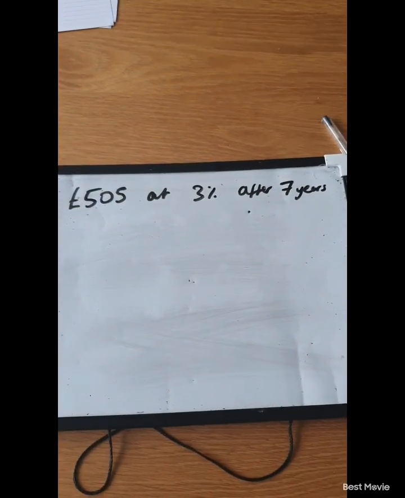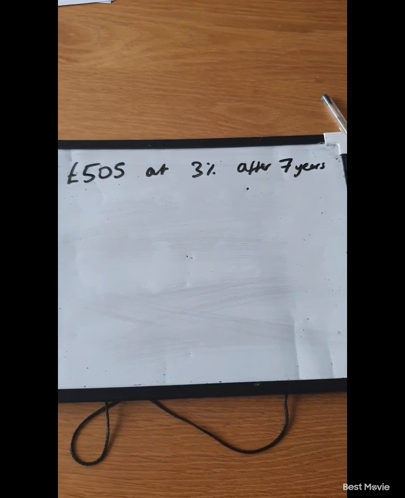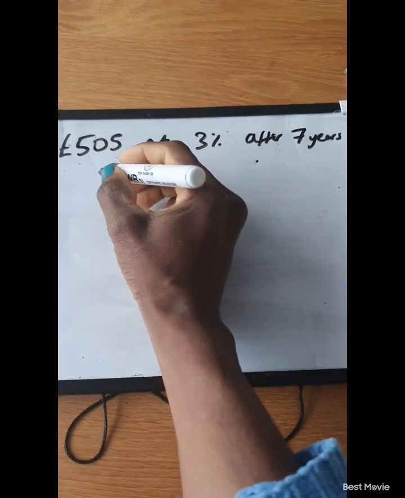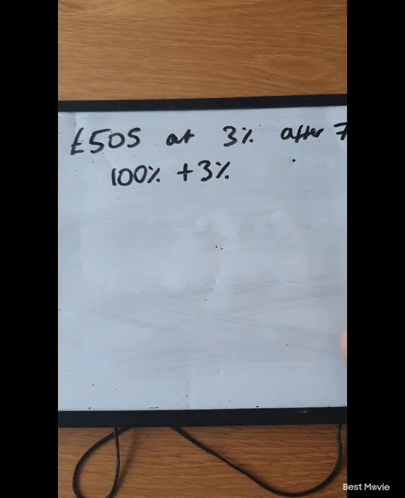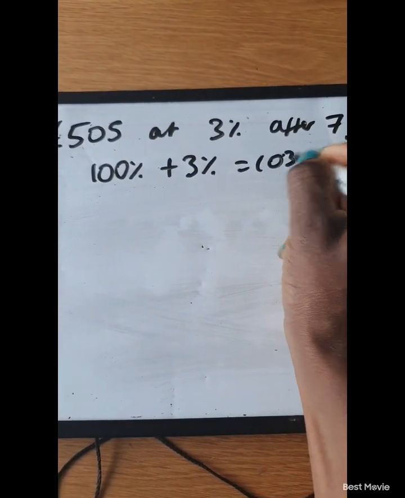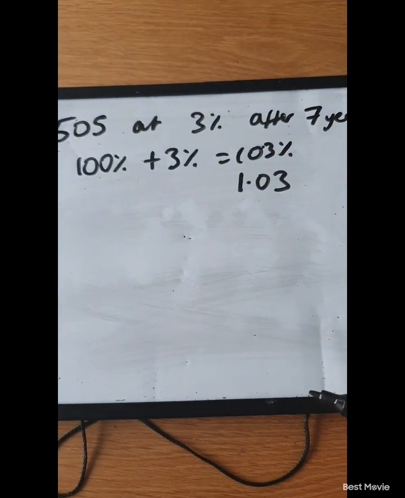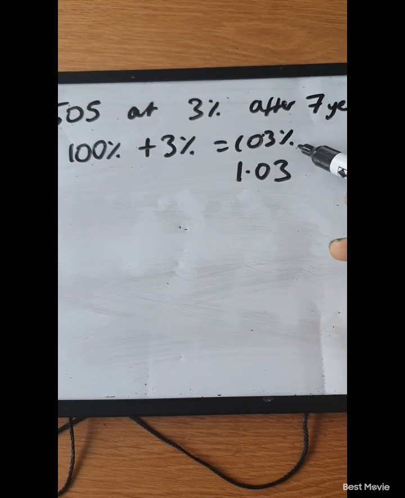Okay, so £505 at 3% after 7 years. So you get to do this one. Pause the video and have a go. Right then, so we're starting with 100%. We're going to add the 3%, which is 103%. So my multiplier is 1.03. Remember, you are dividing 103 by 100 because percent means out of 100.